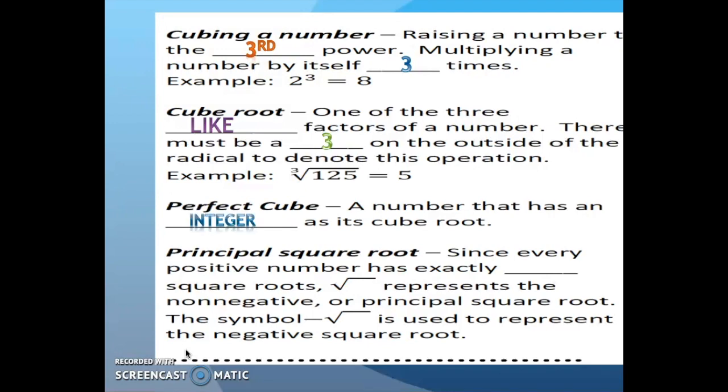The principal square root: since every positive number has exactly 2 square roots, the radical symbol without the negative represents the non-negative, or the principal square root. Then you have the symbol with the negative next to the radical. If you notice, this negative is outside of my radical. This is represented by the negative square root.